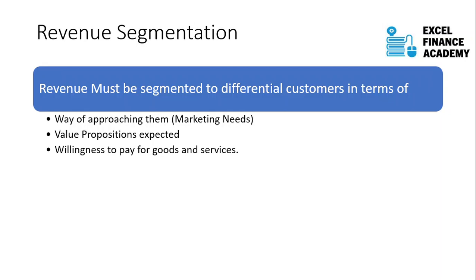And the value proposition expected. So one customer may require a suite, and another customer may stay in a deluxe room. One customer may require business class on the aeroplane. One customer is happy with economy, right? One customer may buy a full service. If you buy a ticket, do you buy a ticket which is able to change the price or which is not able to change the price?